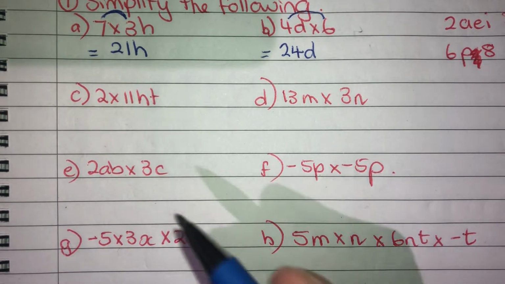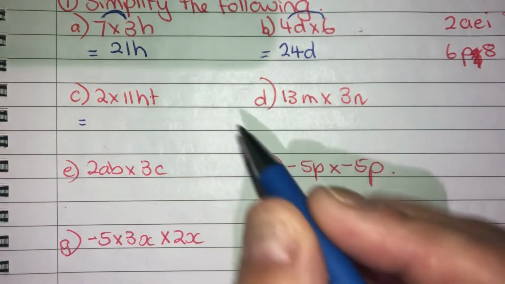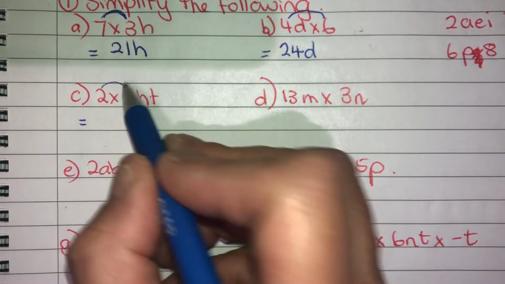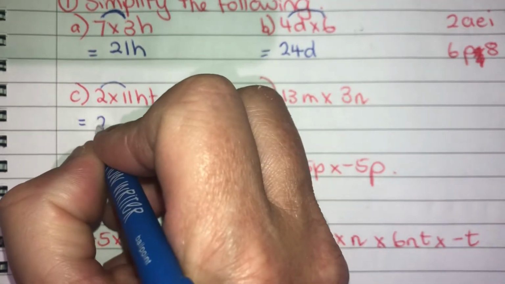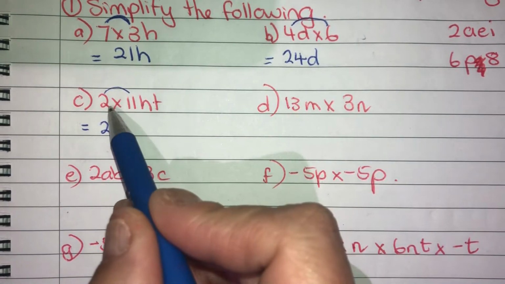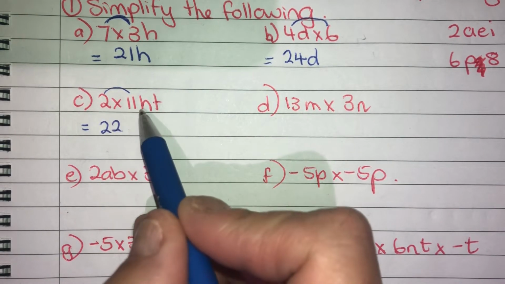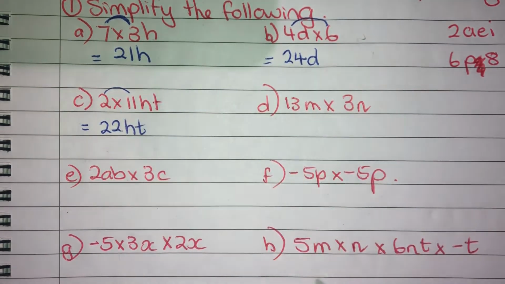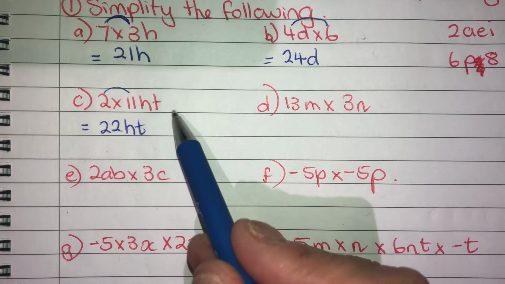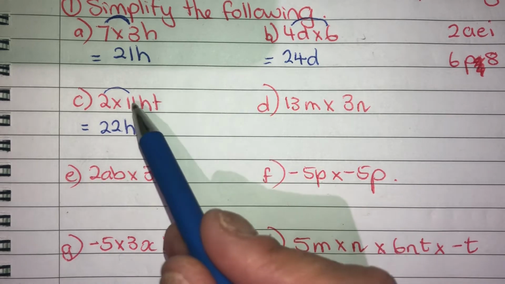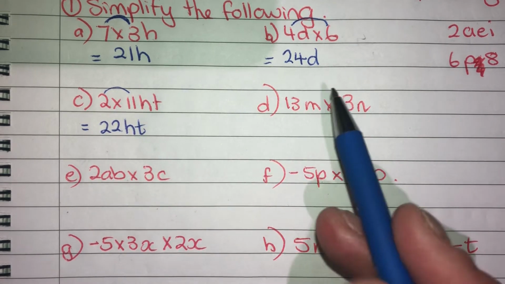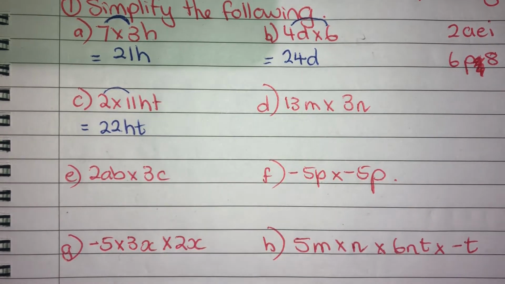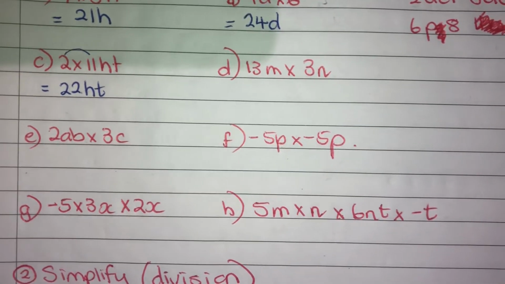All right, so next one. We have numbers, 2 times 11, which is 22. We have no number here, no pronumeral here. We just have an H and a T, so we write an H and a T. And if you had H, T, C, P, Q, R, and it went on for 257 letters, you would put those 257 letters down. Not that that's ever going to happen.